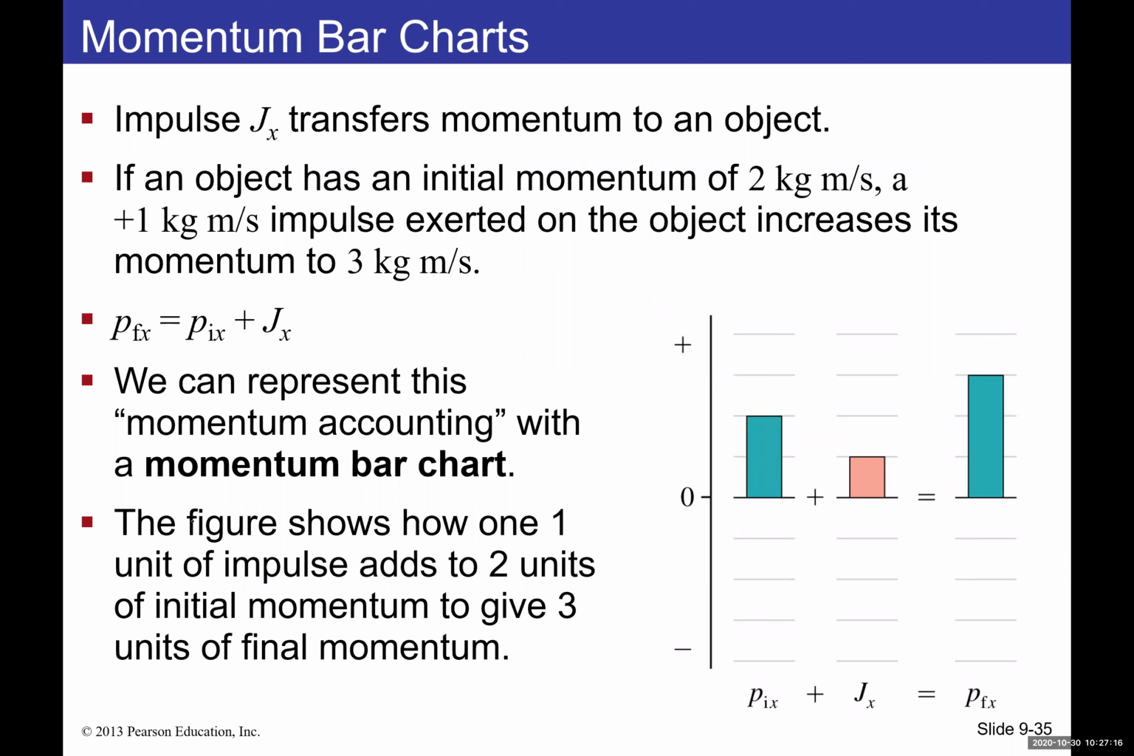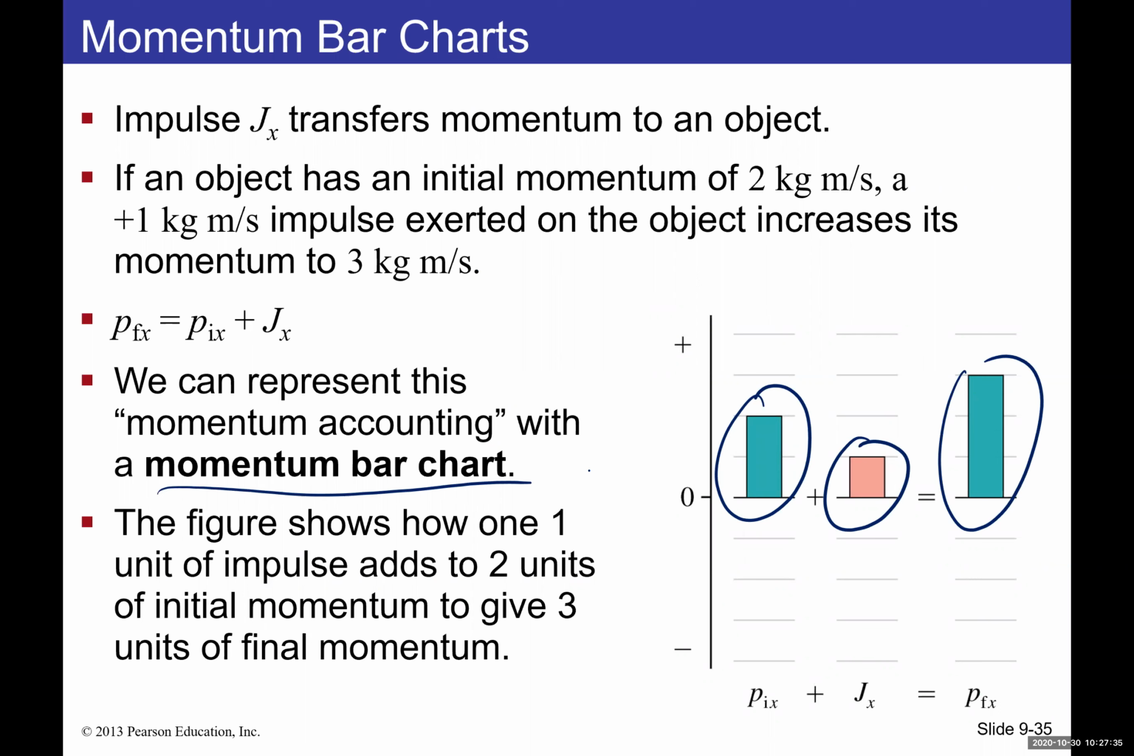Sometimes you can also use a chart like this, which is an impulse-momentum chart, which says that this is your initial momentum, and then this is the impulse. If you add them together, you get your final momentum, which is basically both of them together. So this is a momentum bar chart. If you have a positive impulse added to the positive initial momentum, your final momentum is positive and greater because you're just adding those two together.